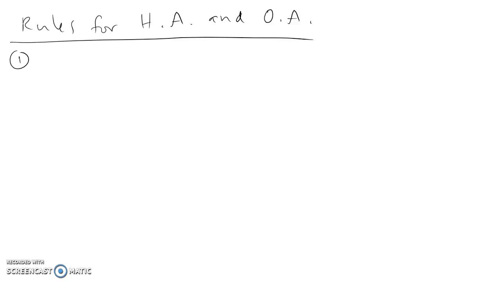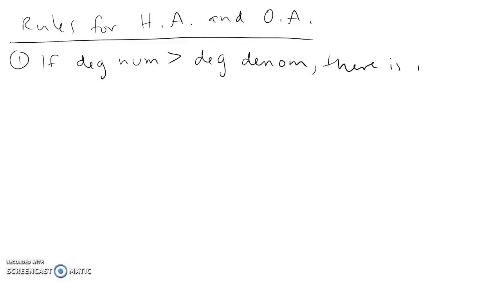Okay, so the first rule is that if the degree of the numerator is larger than the degree of the denominator, remember both the numerator and the denominator of a rational function are polynomials, so they have degrees. So if that's true, then there is no horizontal asymptote. You might say, why? Well, I'm going to show you. But first let's write down the rules.